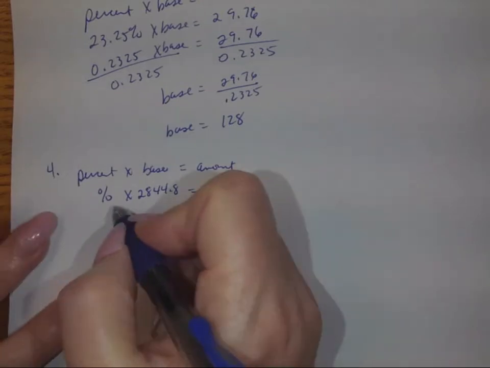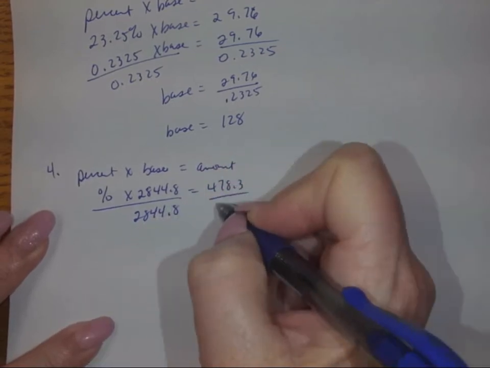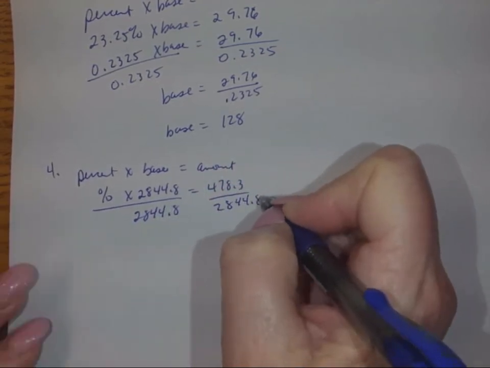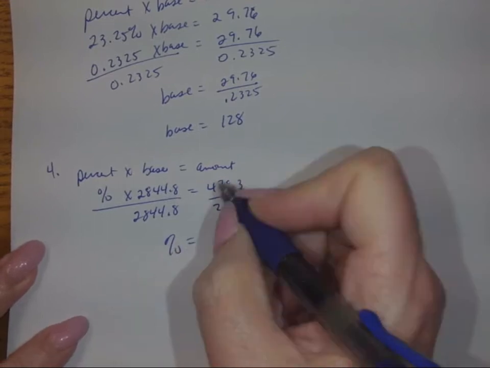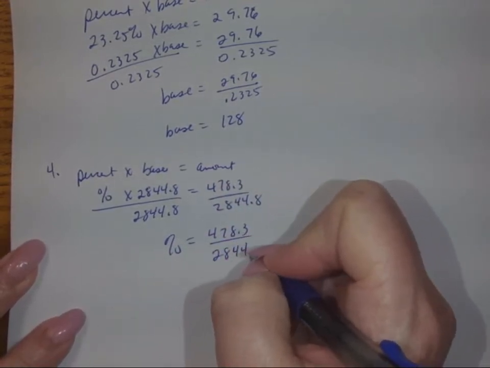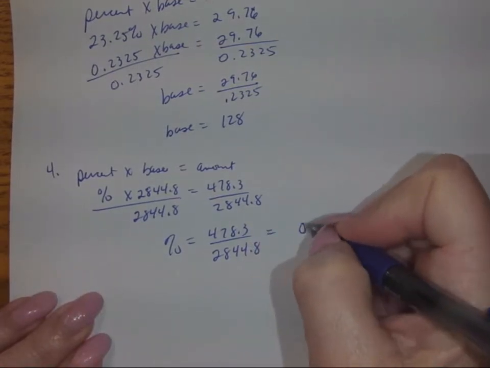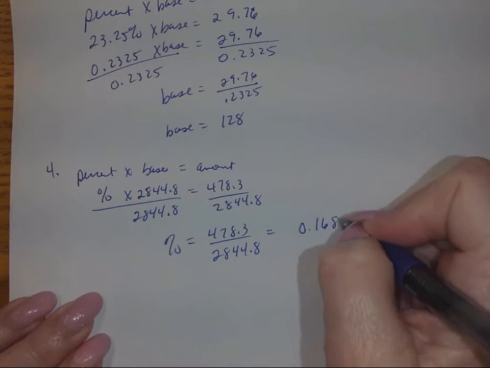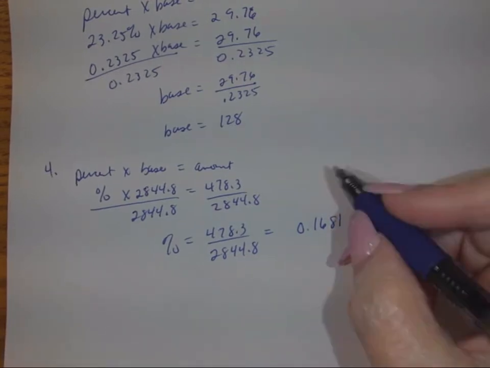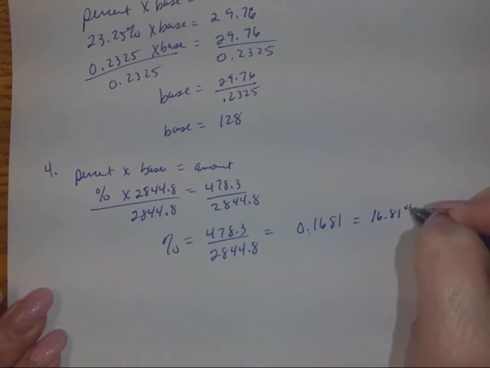So to find that percent, we're going to divide by 2844.8 on both sides. So our percent will be 478.3 divided by 2844.8, which will get us a decimal of 0.1681. Got to change it to a percent by moving it 2 places. We'll get 16.81%.